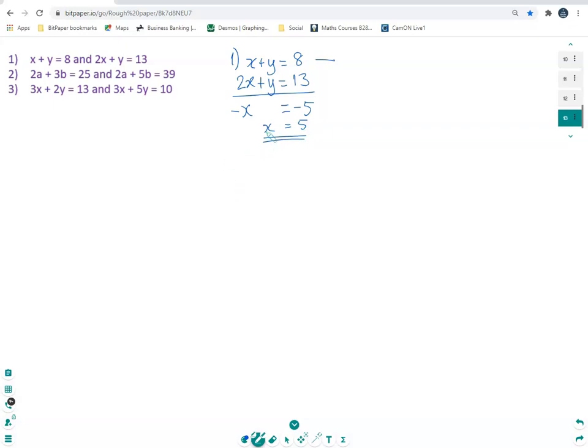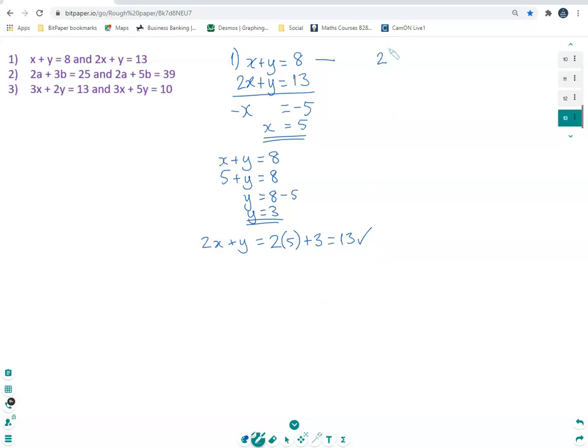Then we substitute that x value back into either one of the equations to find the y. So x plus y equals 8 becomes 5 plus y equals 8. So y is 8 minus 5, which is 3. Don't forget to sub it back into the other equation to check your solutions. So 2x plus y is 2 lots of 5 plus 3, which is 13, and yes, that matches the equation, so we're okay.